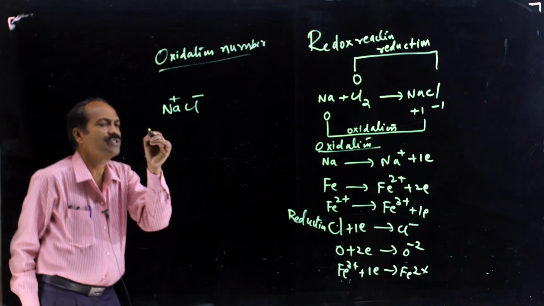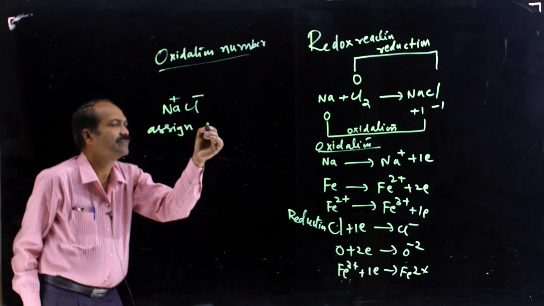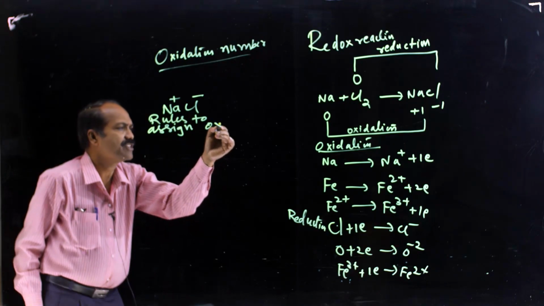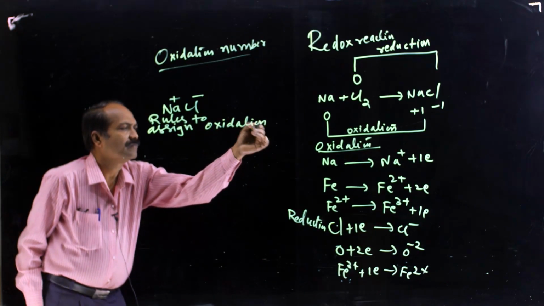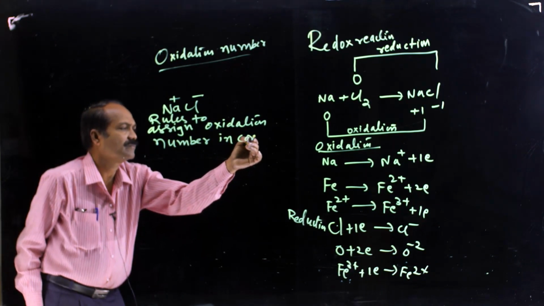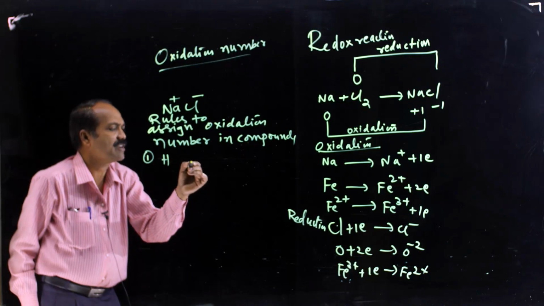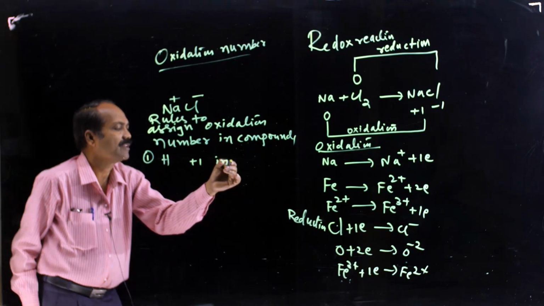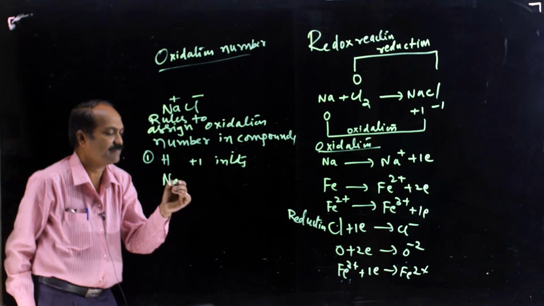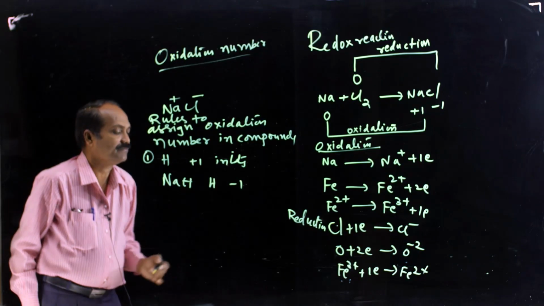So there are some rules to assign oxidation number in compounds. First rule is hydrogen has always oxidation number +1 in its compounds, but there is an exception. In metal hydrides, hydrogen has oxidation number -1.